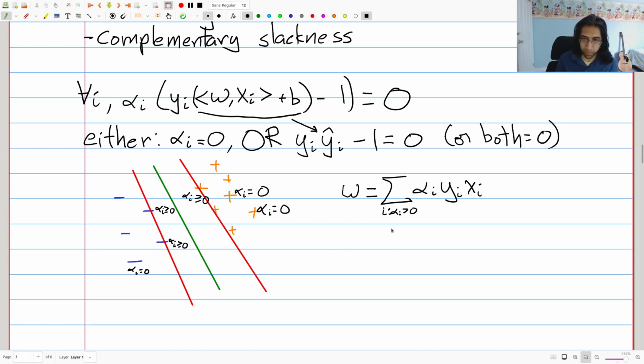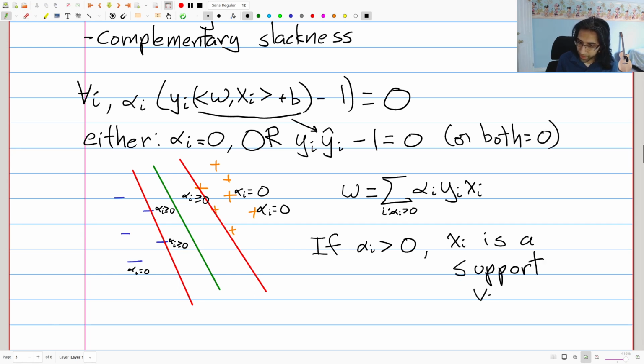So there's a very important term for these points which have alpha i greater than 0. If alpha i is strictly greater than 0, then xi is a support vector. So that's finally where the name comes from. What is a support vector? The point is that you can write the optimal solution to your hard SVM optimization problem as a linear combination of these support vectors.